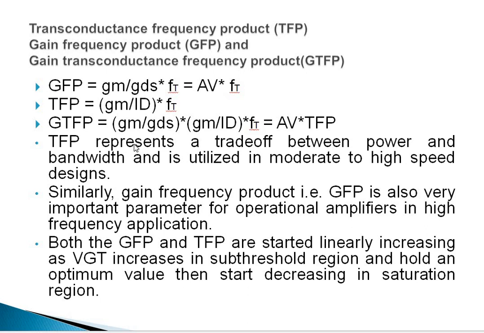By simply multiplying the value of intrinsic gain and the cutoff frequency, you will find out the gain frequency product curve. For find out the transconductance frequency product curve, we know the value of GM and ID. By dividing the value GM and ID one by one and multiply with the cutoff frequency, you will find TFP, transconductance frequency product. And the last one, gain transconductance frequency product. By simply multiplying the value of intrinsic gain and TFP, you will find the value and the curve of gain transconductance frequency product.